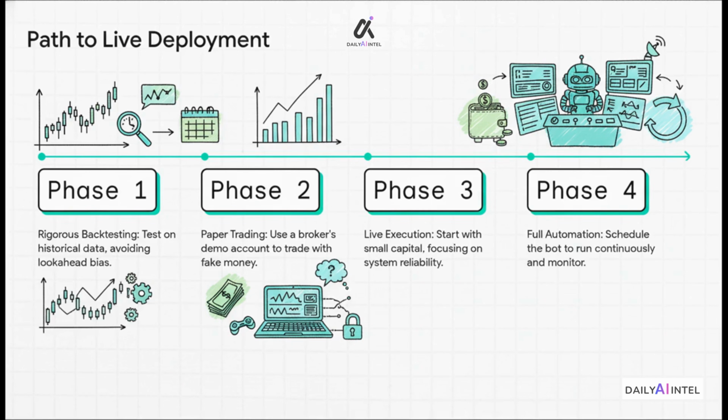Step 1, you backtest the heck out of your strategy on years and years of old data. Step 2, you move to paper trading, using a demo account to face the real live market, but with fake money. Step 3, only if it works there, you go live with a very small, controlled amount of real money. And finally, after all of that, you can consider letting it run on full automation. You gotta follow the steps.